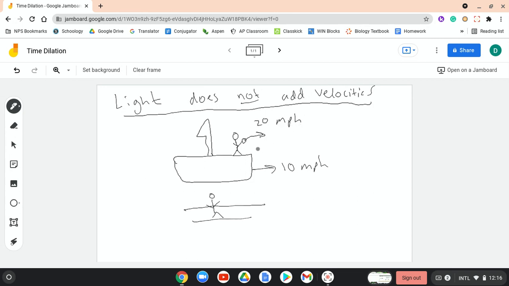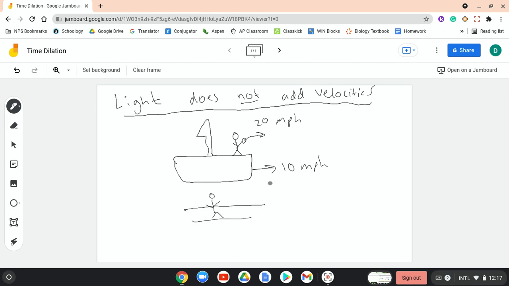Because he's on the boat, he's throwing it at 20 miles per hour, so he's going to see it come out at 20 miles an hour. But the boat is moving relative to me. So when he throws the baseball at 20 miles an hour, I'm going to see the baseball come out at 30 miles an hour because the boat is also moving at 10 miles an hour. So their speeds are going to add. In summary, Ross, that's my twin brother by the way, will see the ball come out at 20 miles an hour, whereas I will see the ball traveling at 30 miles an hour.